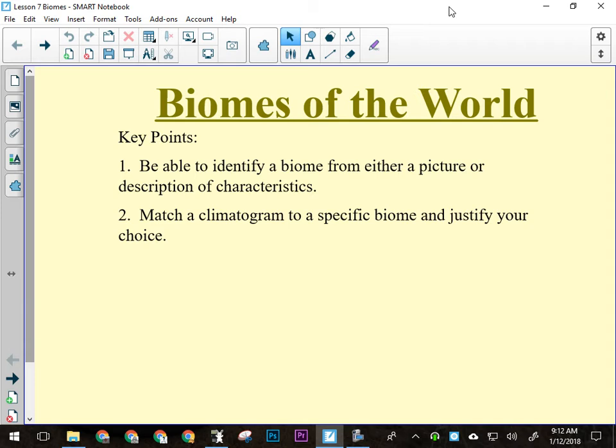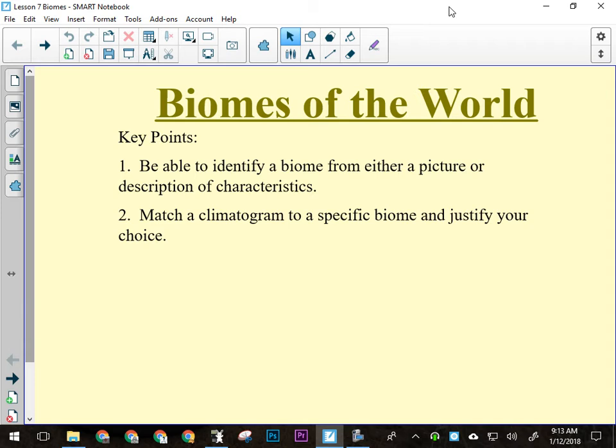Now, what we're going to be looking at here are biomes of the world. It's related to the factors affecting climate and climatograms, that's where it fits in with the stuff we learned before Christmas. So what you're going to be asked to do is match up a biome. Incidentally, a biome is an ecological region on Earth. Like the tropical rainforest is a type of biome, right? The tundra is a type of biome, things like that.